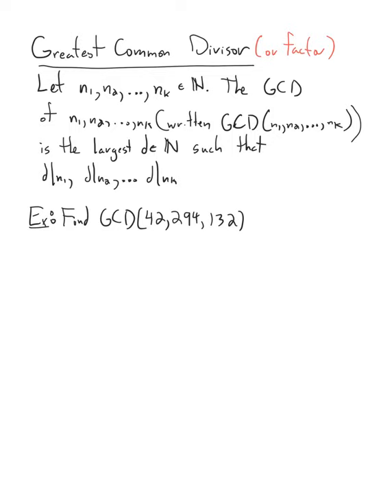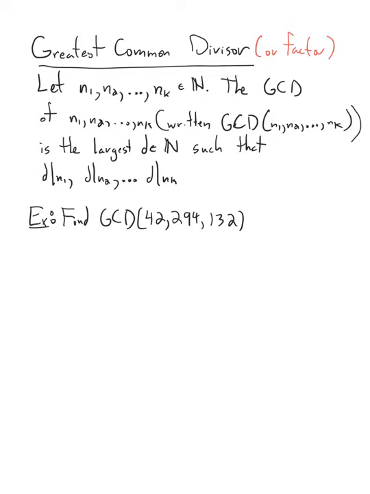So what it is is in the name. So it's a factor, but it's a common factor of each of our numbers. So it's a number D that is a factor of our first number, our second number, our third number, all the way to our kth number. And it's the largest factor that is a factor of each of these. So that's what we're looking for.